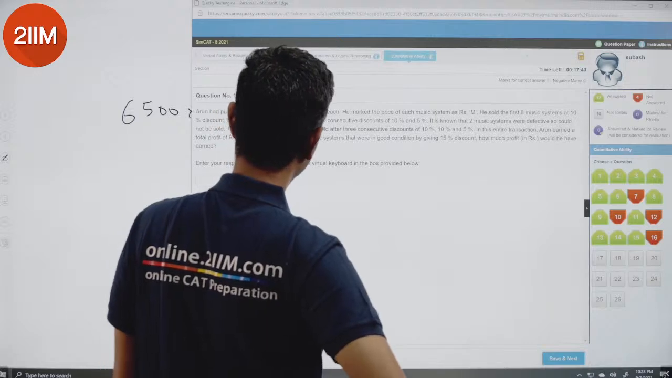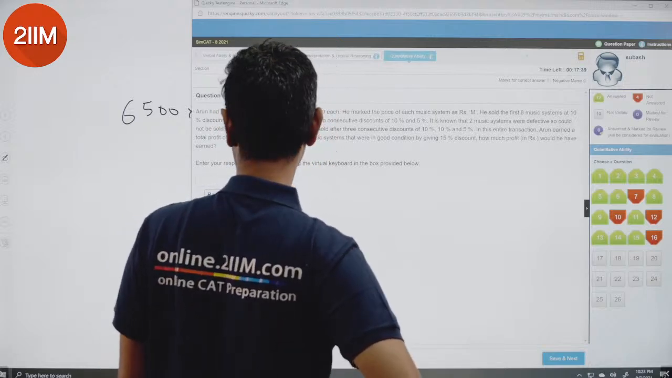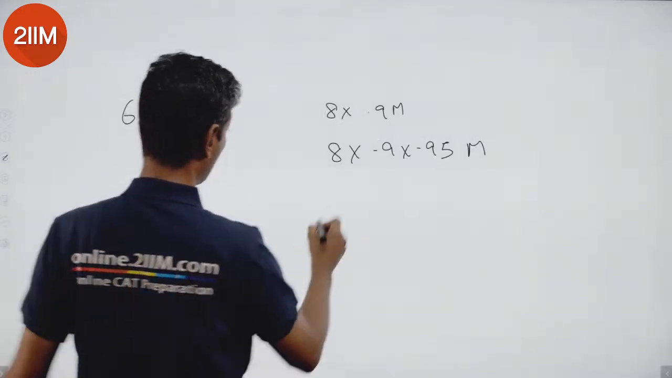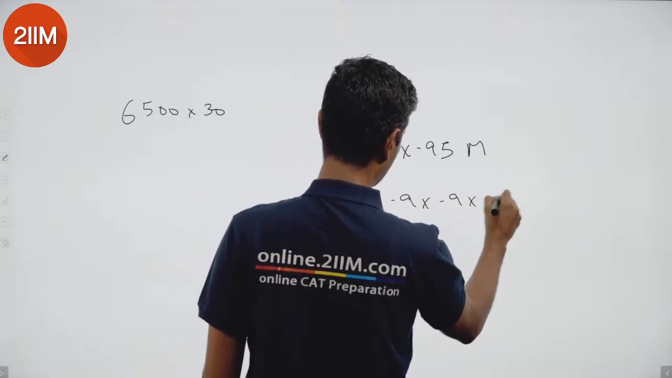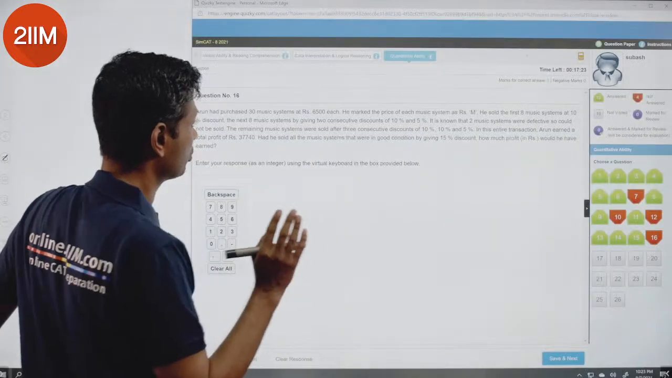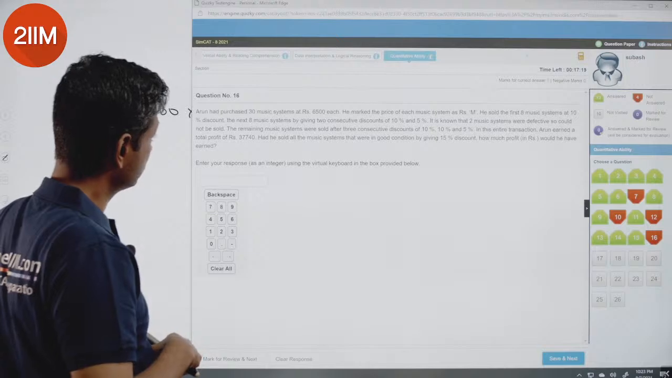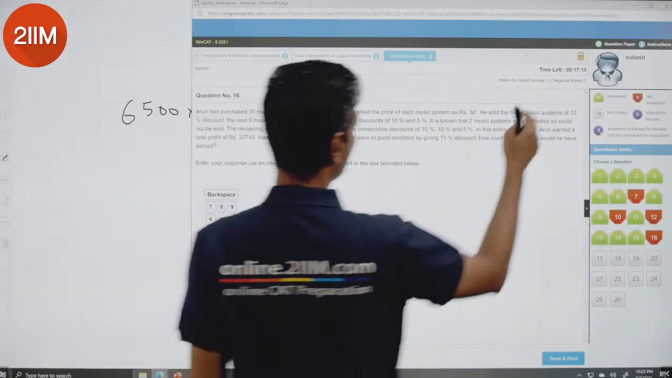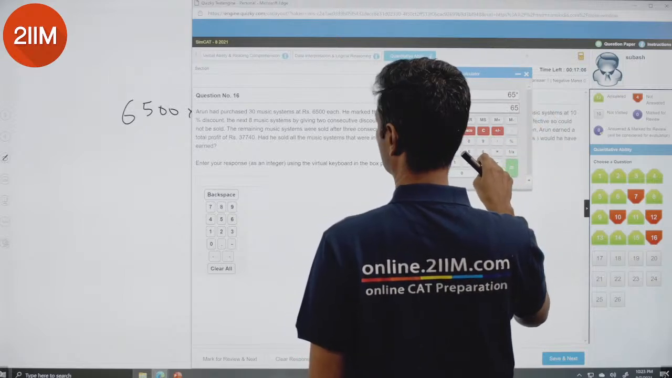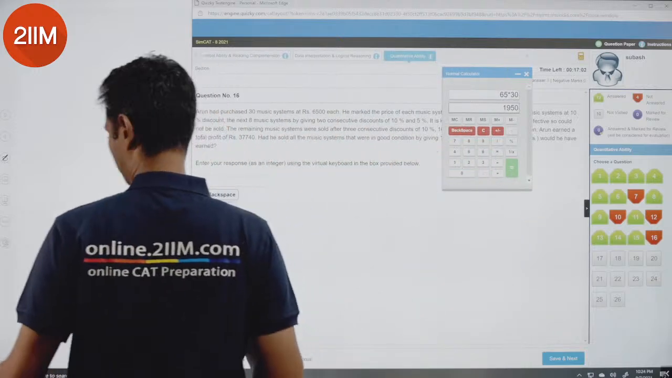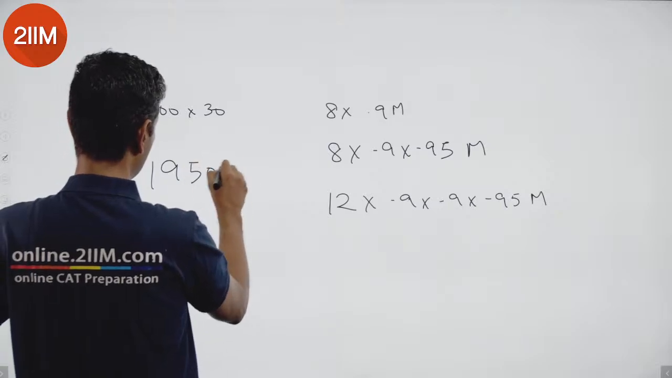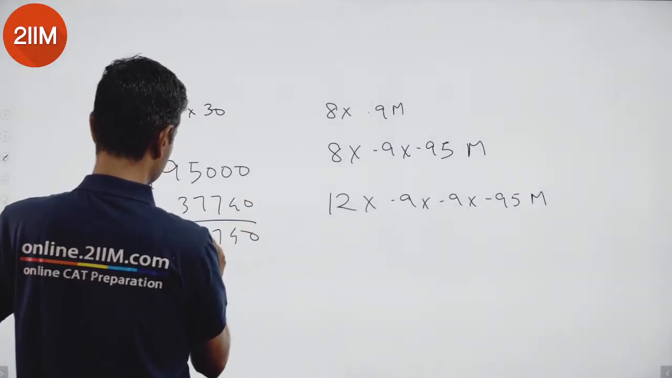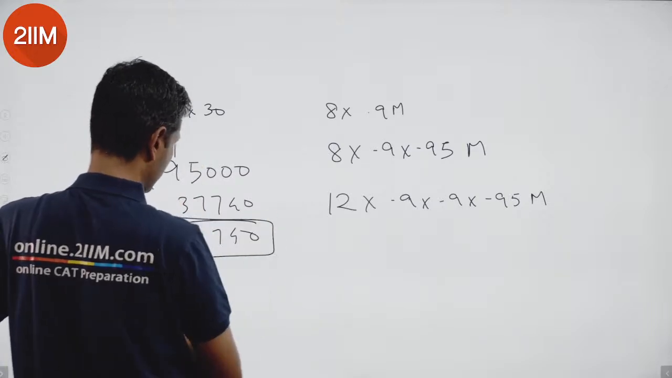2 could not be sold. The remaining music systems were sold after 3 consecutive discounts of 10, 10 and 5. 0.9, 0.9, 0.95. I'll need to use the calculator. 8 plus 8 is 16 and then 12 more into 0.9 into 0.9 into 0.95 M. 2 could not be sold. Arun earned 37740. Find them and then find this. This is a pain. 6,500 into 30. Let's use our beloved calculator. 195,000. 195,000 plus 37740 is 232,740. This is the total money he makes.